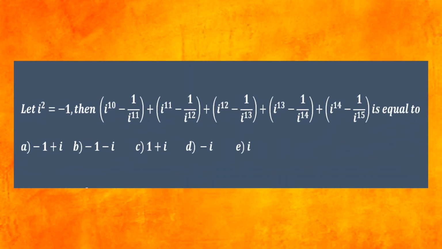Next question. Let i square equal to minus 1, then i raised to 10 minus 1 by i raised to 11 plus i raised to 11 minus 1 by i raised to 12 plus, etc., plus i raised to 14 minus 1 by i raised to 15 is equal to: choices minus 1 plus i, minus 1 minus i, 1 plus i, minus i.